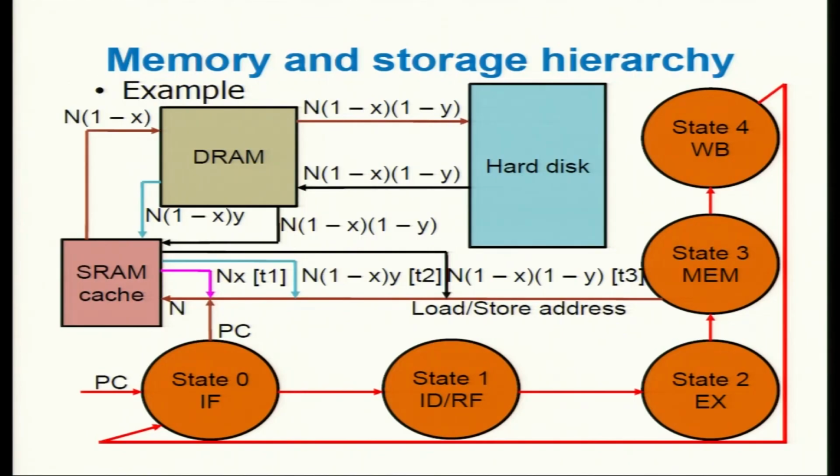One thing to keep in mind is that, as you can probably guess, T1 is going to be much less than T2, much less than T3. Because T1 was the time to get something from the cache, T2 was the time to get something from DRAM, and T3 was the time to get something from hard disk.